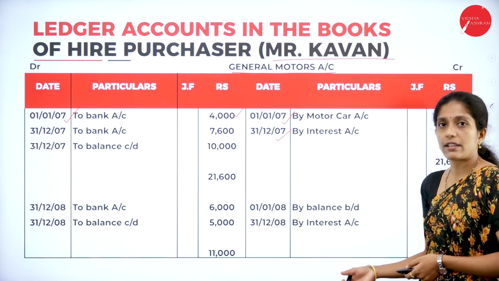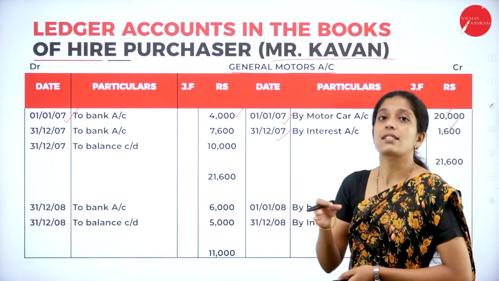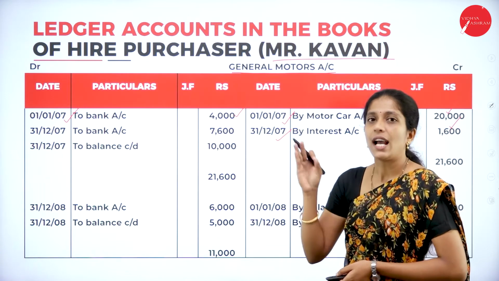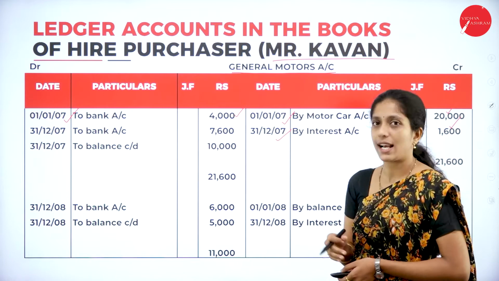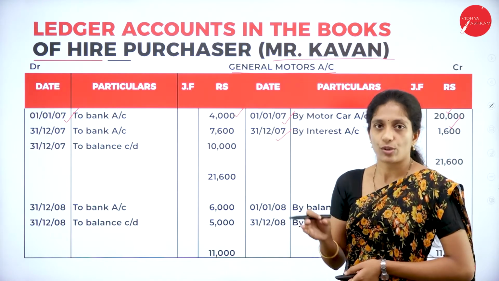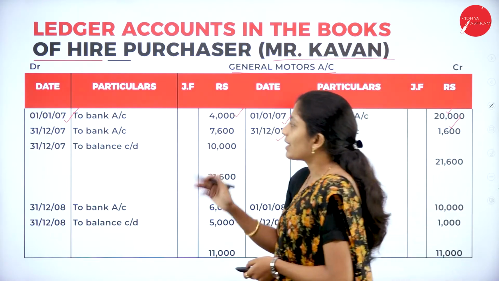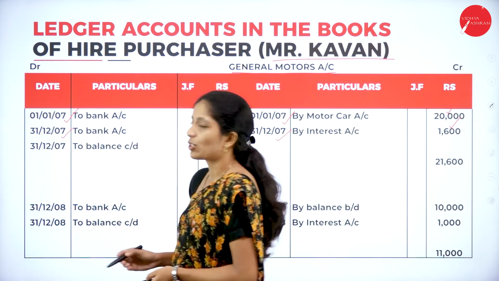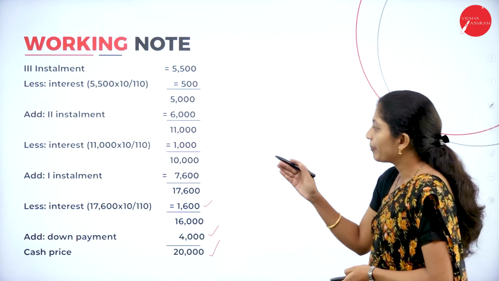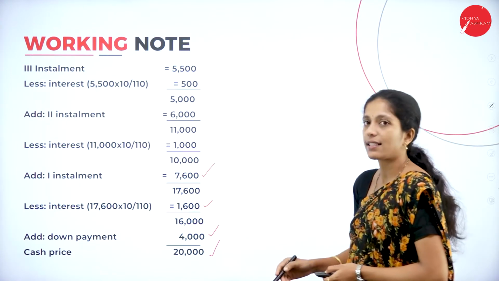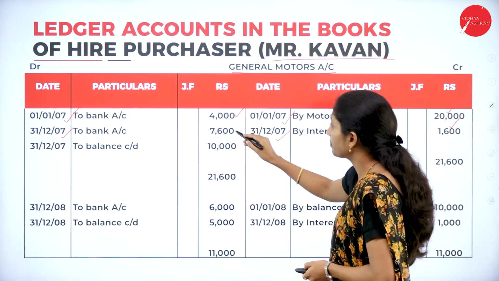So after interest due, the fourth entry is for installment paid. So what is the entry? Hire seller account debit to bank account. Here the hire seller is General Motors. So when the payment is made, we'll write to bank account, that is at the end of the financial year 31/12/07, to bank account. So what is the first installment paid? That is 7,600. So write that amount.